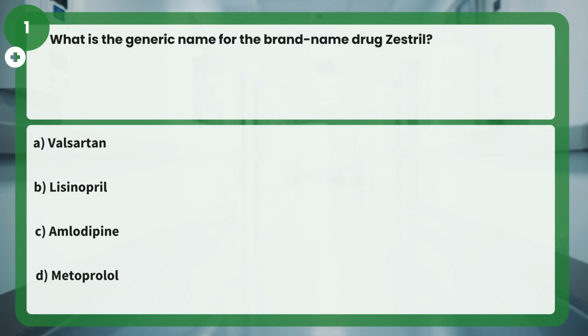Question 1. What is the generic name for the brand name drug Zestril? A. Valsartan. B. Lisinopril. C. Amlodipine. D. Metoprolol.